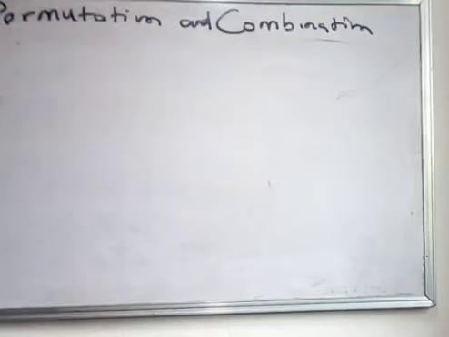What is the difference between permutation and combination? How can you tell if the question is a permutation question or a combination question? Stay through to the end of the video. I'm going to be explaining this in detail using valid examples.